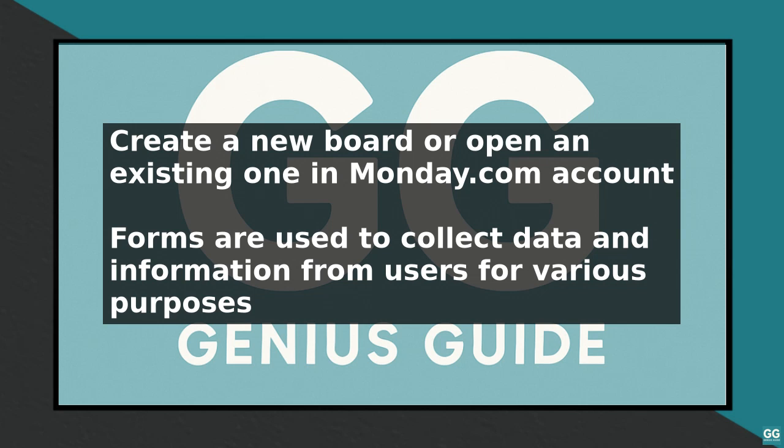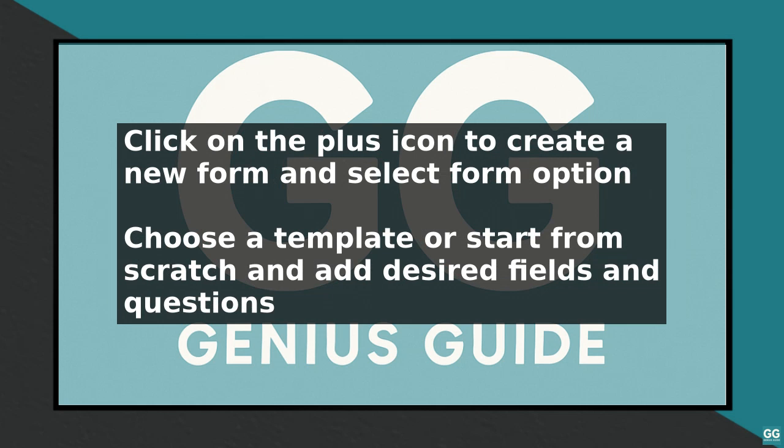To create a new form, click on the plus icon in the top right corner of your board and select Form. Choose a template or start from scratch and add your desired fields and questions. You can add various field types such as text, multiple choice, and rating scales.